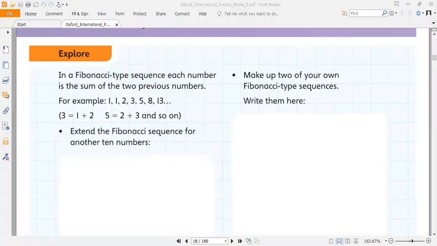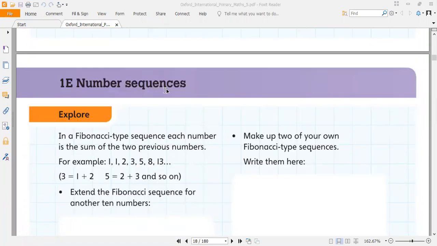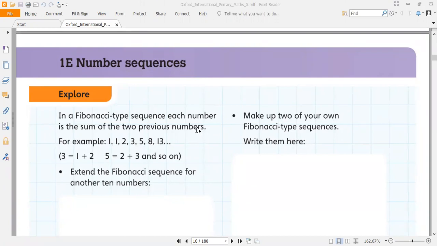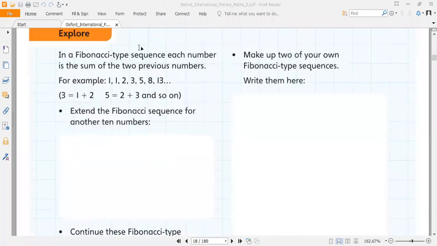Today we are going to learn about number sequences, and this is the video for class 5. The book is Oxford International Primary Math for class 5, and the page number is 11.